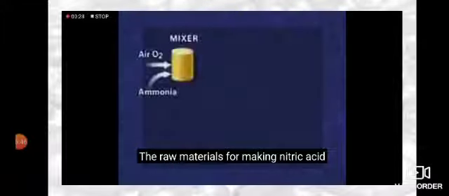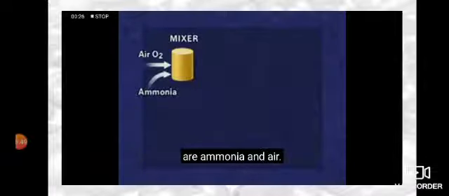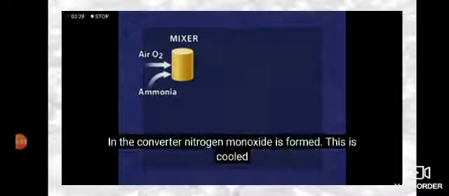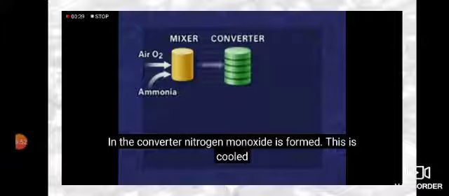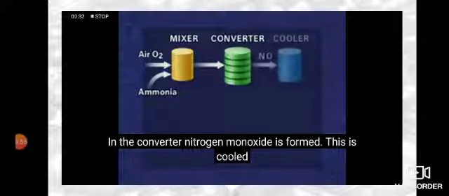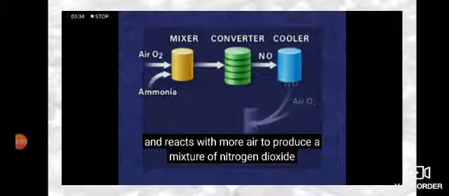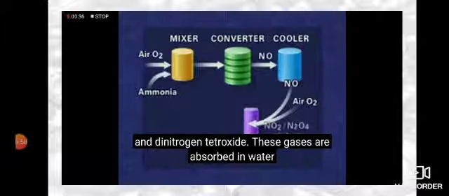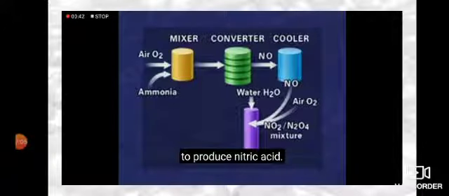The raw materials for making nitric acid are ammonia and air. In the converter, nitrogen monoxide is formed. This is cooled and reacts with more air to produce a mixture of nitrogen dioxide and dinitrogen tetroxide. These gases are absorbed in water to produce nitric acid.